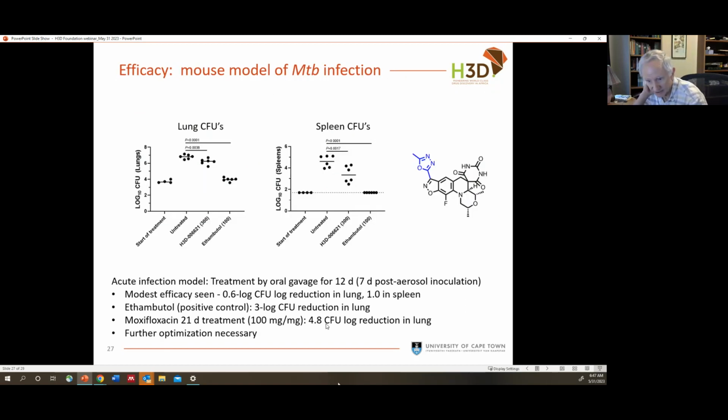And finally, in the last science slide, there was a compound out of the SPT series that went into a whole animal model. There is a modest reduction of lung CFUs, a little bit more reduction of spleen CFUs. They don't work as well as mainline MTB agents, for example, ethambutol. But it is promising that you're able to get animal efficacy. So further optimization of this class is necessary if you want to come up with an MTB drug outright.